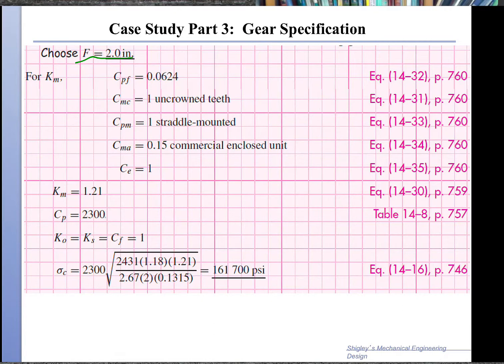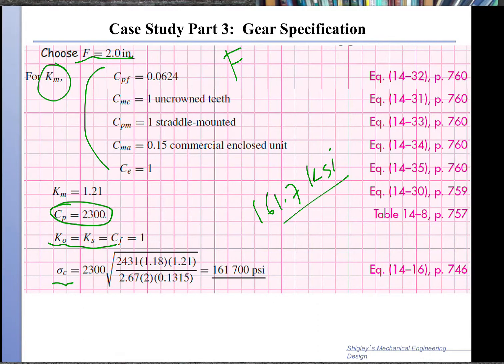That allows us, once we get F, to get the load distribution factor, knowing the 5 factors, and we can compute the contact elastic coefficient, and the other 3 parameters in the contact stress are taken to be 1, and that gives us the contact stress to be 161.7 KSI, very high contact stress.